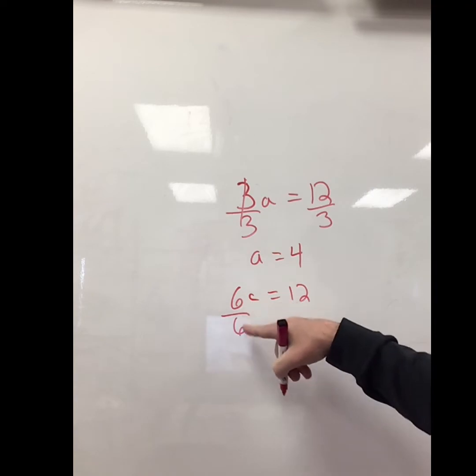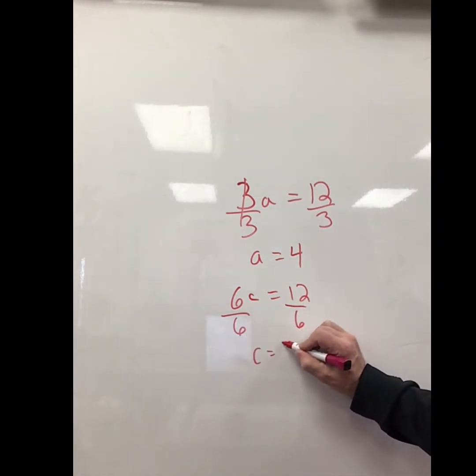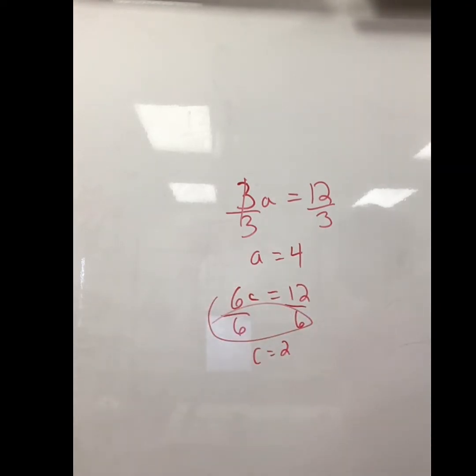If you get rid of the 6 times C, you divide by 6. Do the same thing on the other side. We get C equals 2. You have to show your work. This is the step where you show your work.